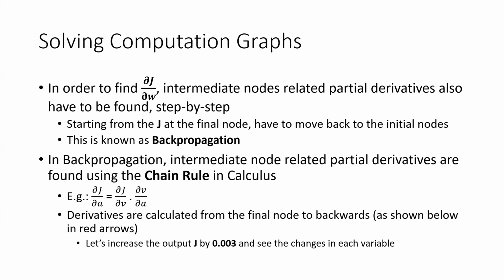In order to solve the computation graph, in order to find ∂J/∂W, intermediate nodes' partial derivatives also have to be found step by step. As I mentioned, you start from the last and go back to the beginning step by step. Starting from J at the final node, you move back to the initial node. So you start from J and go to V, U, A, B, C, and so on. This is known as the backpropagation algorithm.